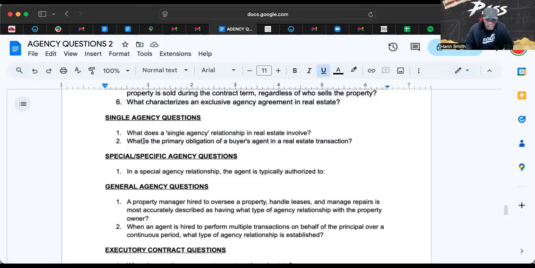The next question: what is the primary obligation of a buyer's agent in a real estate transaction? Really, the primary obligation is to find that buyer a house that fits their criteria. That's a pretty simple question, but you're going to find that buyer a house based on the criteria they gave you in terms of what they're expecting or looking for in the property. And you'll find it as quickly as possible and as close a match to their expectations as you can. All right. So those are some single agency questions.